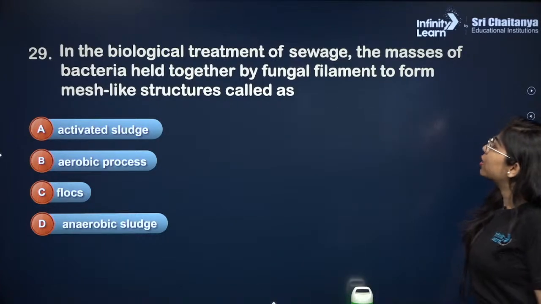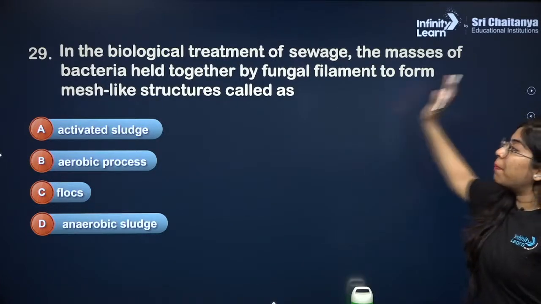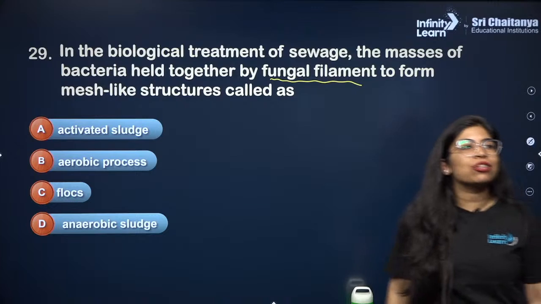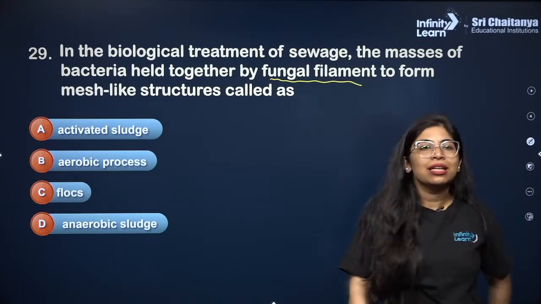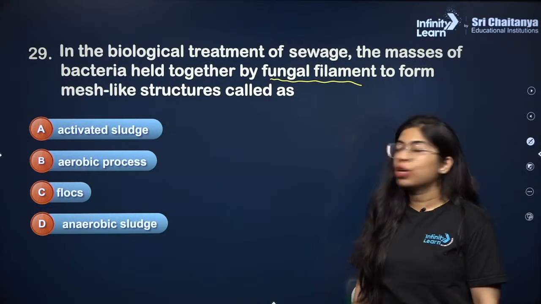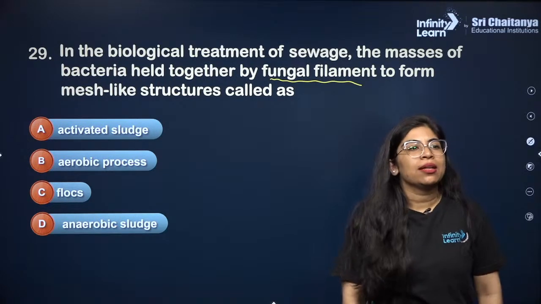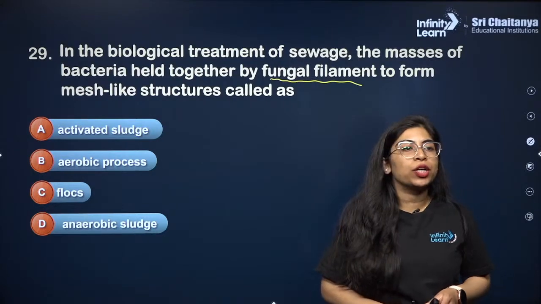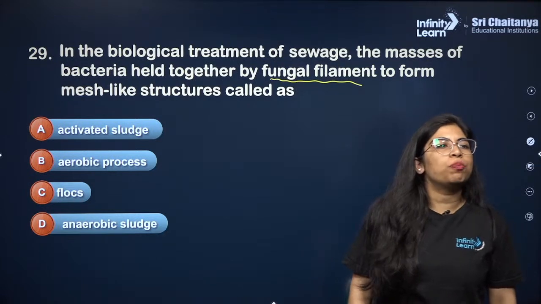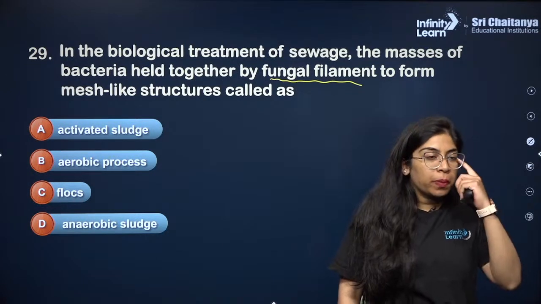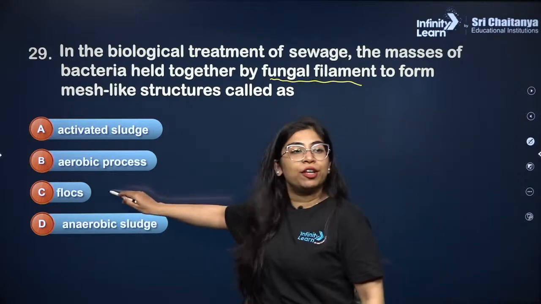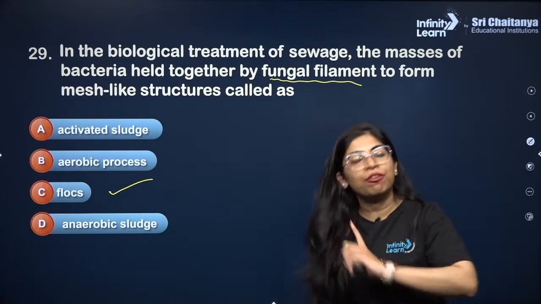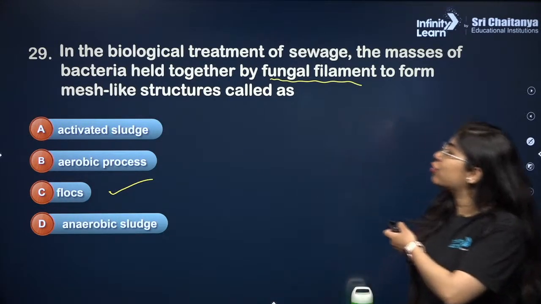Okay. In the biological treatment of sewage, the masses of bacteria held with fungal filaments, they form a mesh-like structure which is known as what, everyone? Last, second question of the session, everyone. What is it known as? We're talking about mesh of fungal filaments. It's a very significant one with respect to your boards also. Very good, Rupa. Very good, Aishwarya. Very good, everyone. My answer is what? We're talking about flocks. Very good, Rahul. Flocks, it is a combination of bacteria and fungal filaments which forms a mesh-like structure.